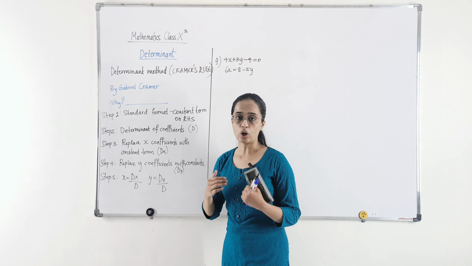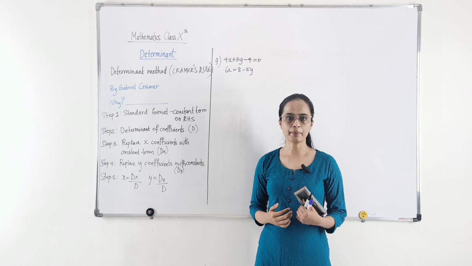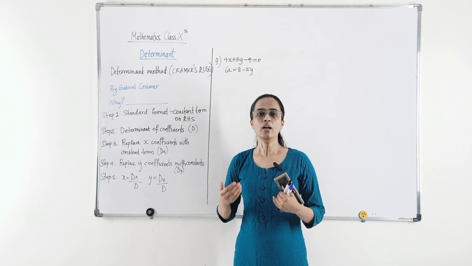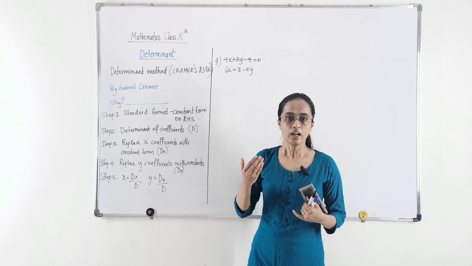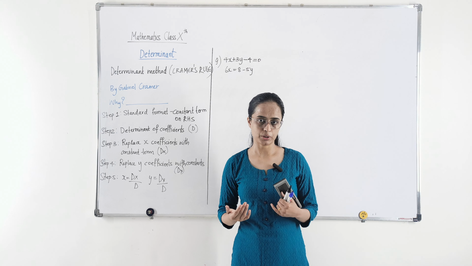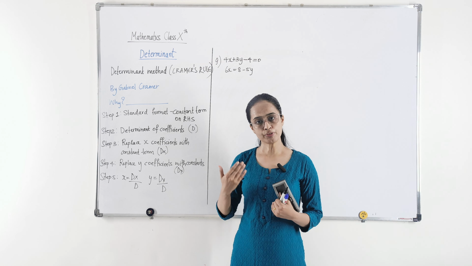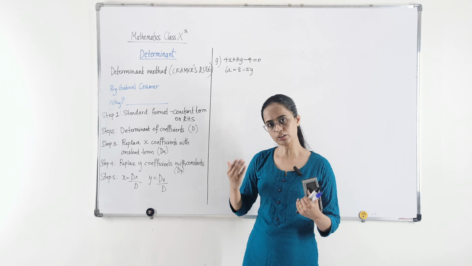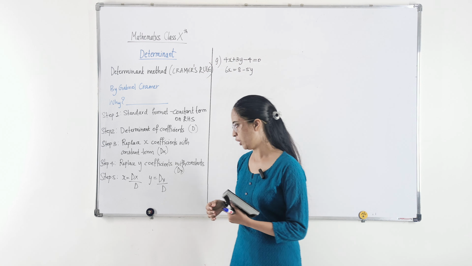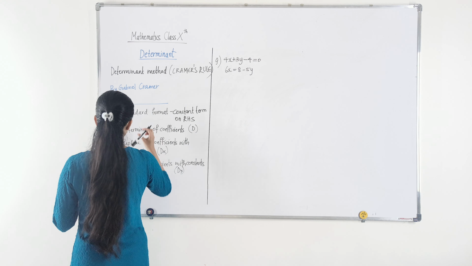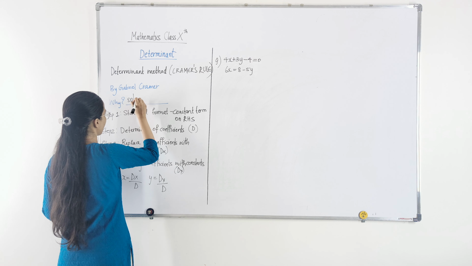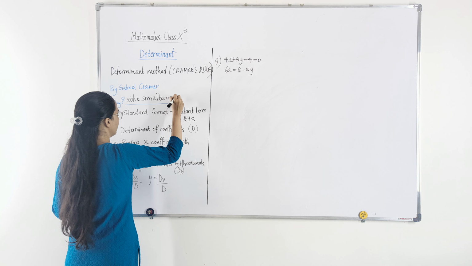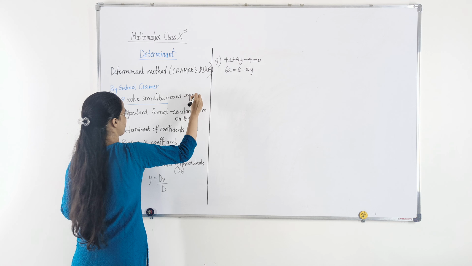And the purpose of Cramer's rule or determinant method is to solve any given system of simultaneous equations, meaning if you are given two linear equations in two variables basically, then if you are supposed to find the values for x and y, that is the solutions for this equation, you are supposed to use the Cramer's rule. So the purpose of Cramer's rule is to solve simultaneous equations.